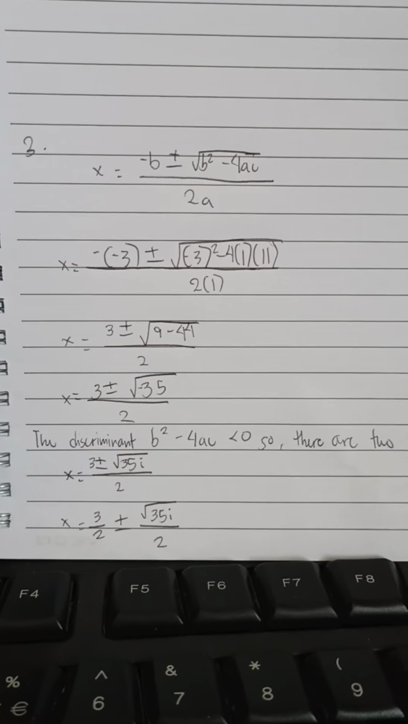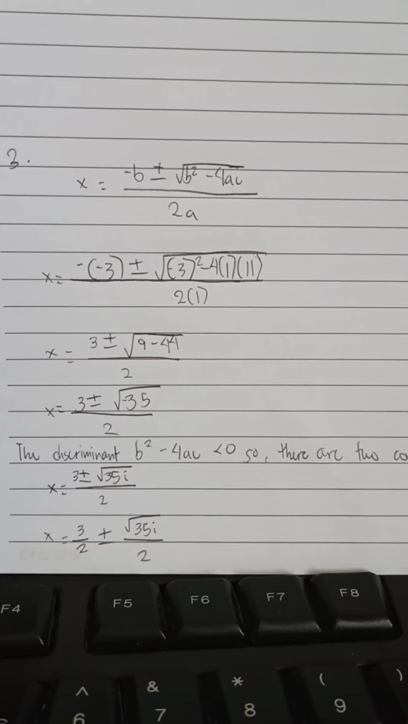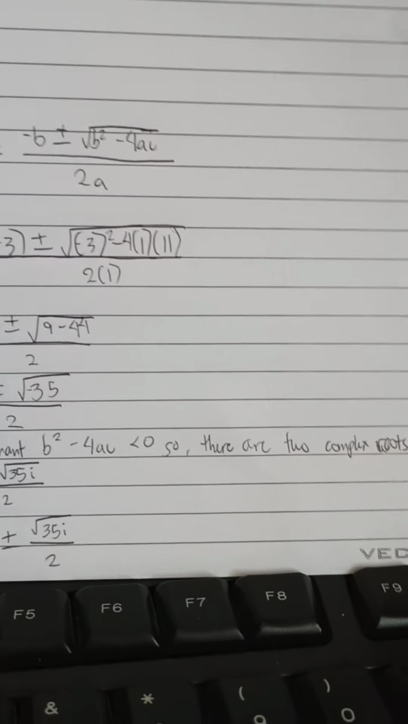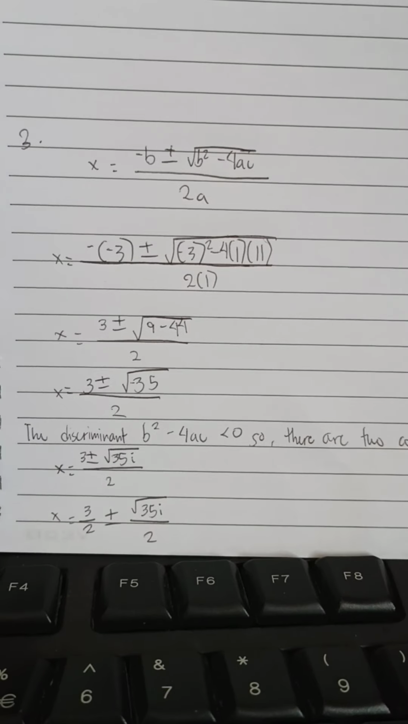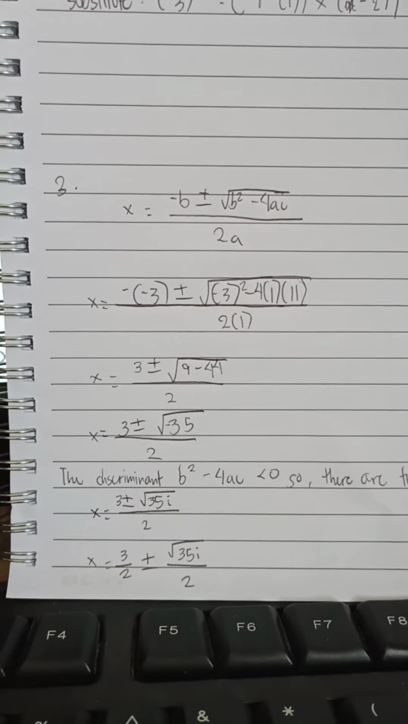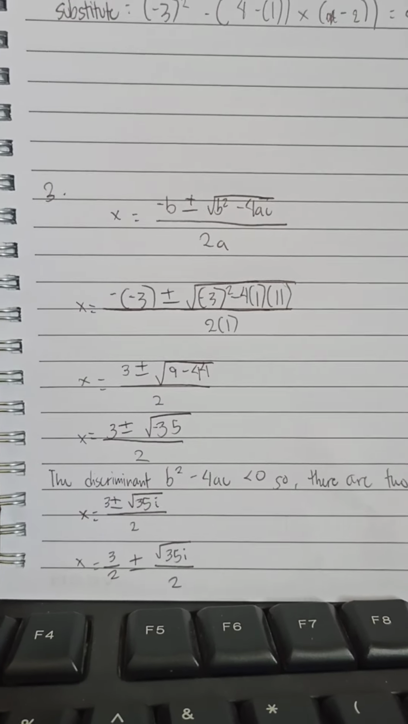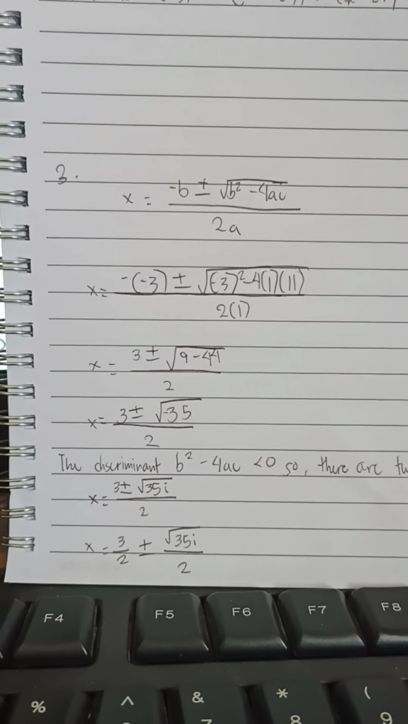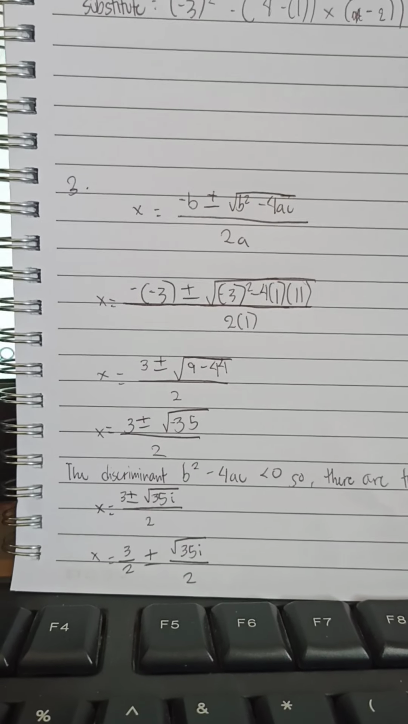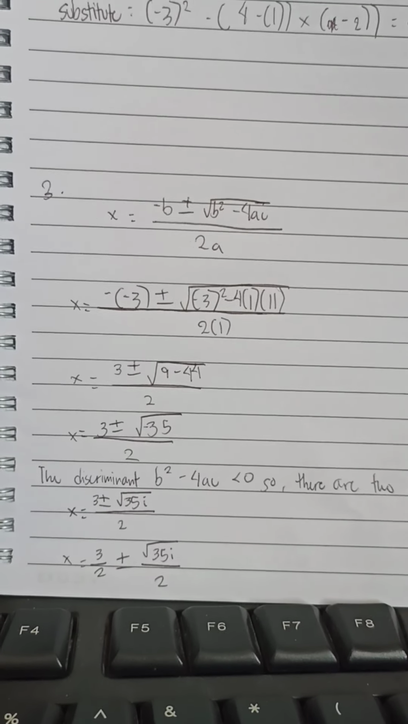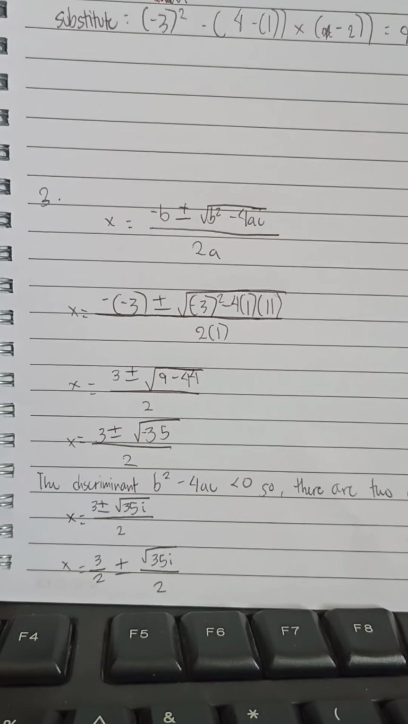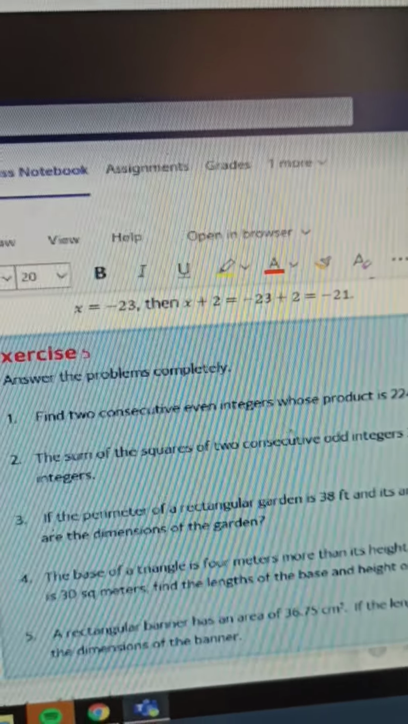The discriminant b squared minus 4ac is less than 0, so there are two complex roots. 3 positive negative sign square root of 35i divided by 2. So the final answer will be 3/2 positive negative sign square root of 35i divided by 2.